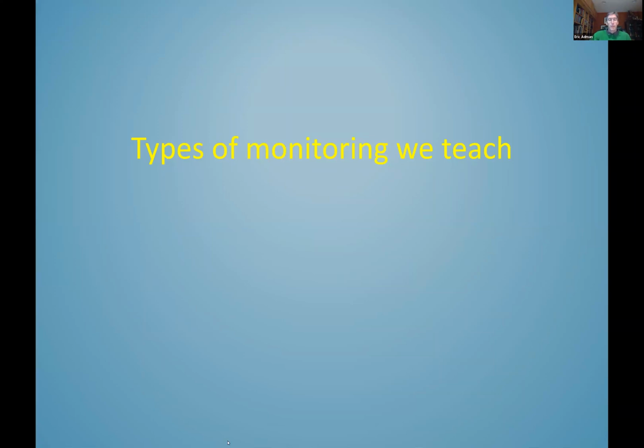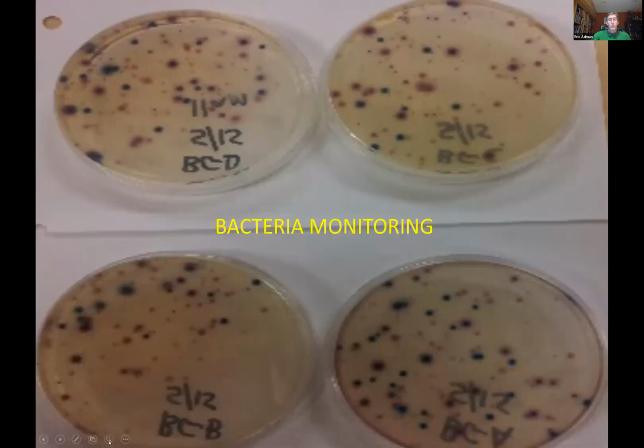So let's talk about the different types of monitoring that we teach. So one of them is bacteriological water monitoring. And so we collect water samples and incubate them in Petri dishes with enzyme that causes, in particular, E. coli to turn a kind of a dark blue color. And so we can count up what the bacteria levels are in our local creeks.